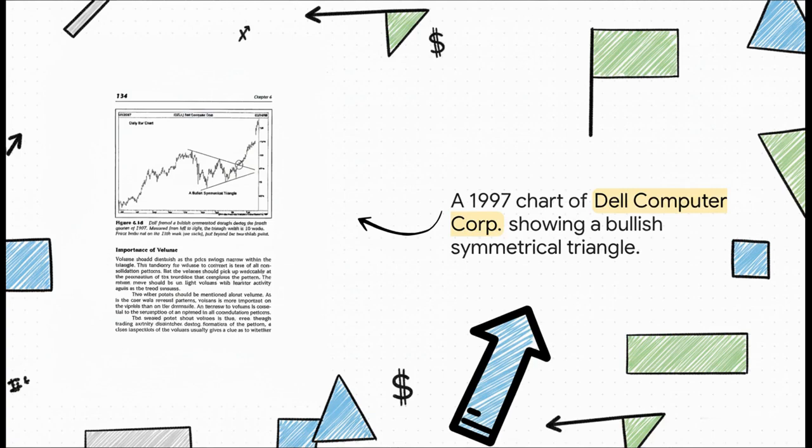Now here's the real tell. Look down at the volume bars. See how the volume just dries up while the triangle is forming, and then it explodes on the breakout? That's your classic confirmation signal right there.